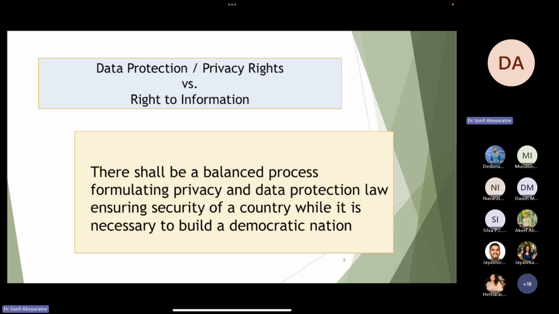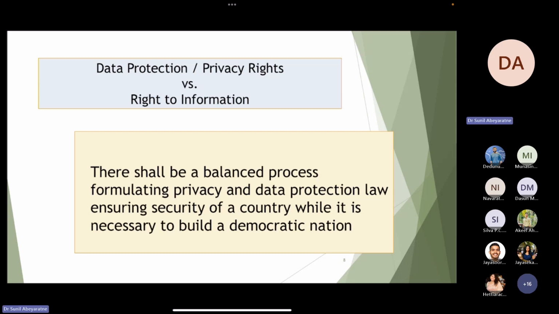Later our authorities also realized that without having data protection, it is not easy to carry out especially online transactions, and it is not easy to enter into international trade and commerce. Due to this reason, now we also have a brand new Personal Data Protection Act, Act number 9 of 2022 in Sri Lanka.